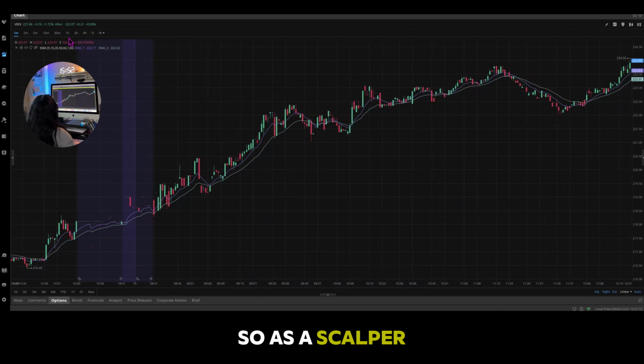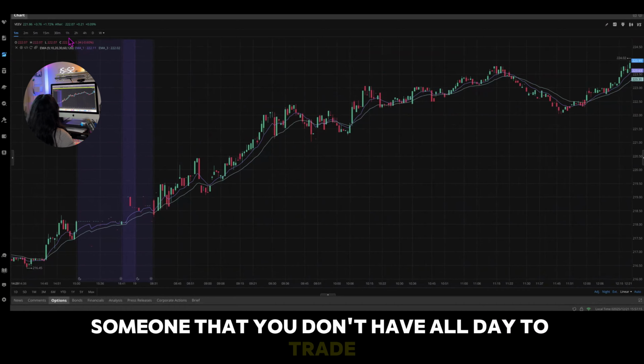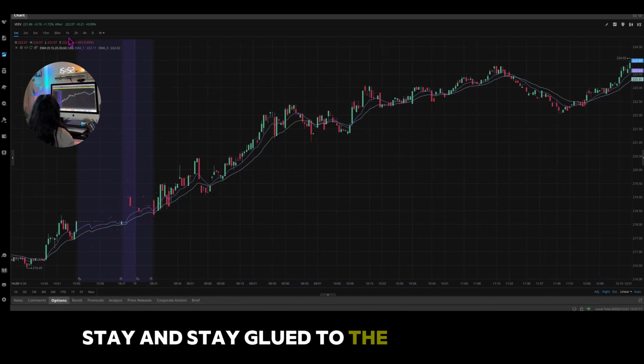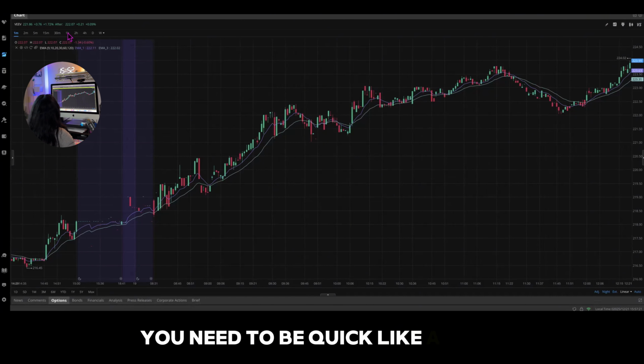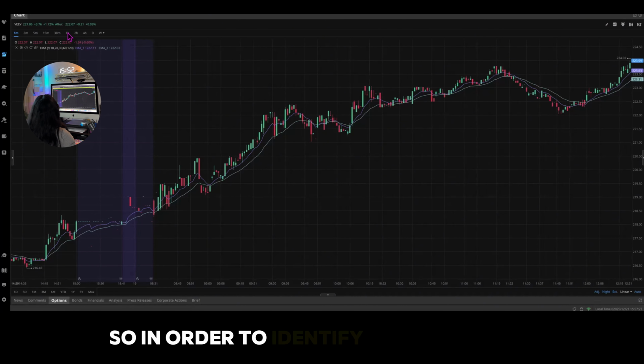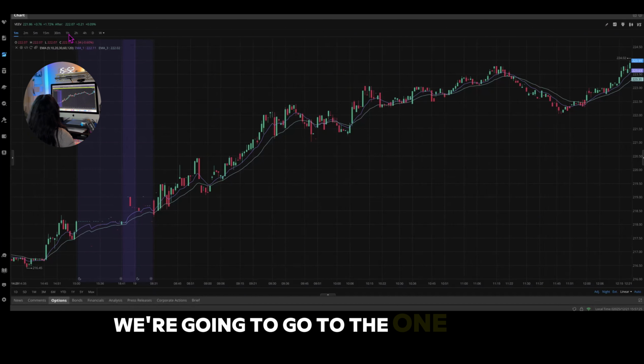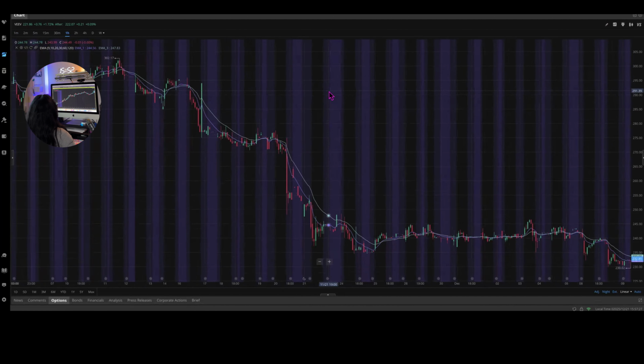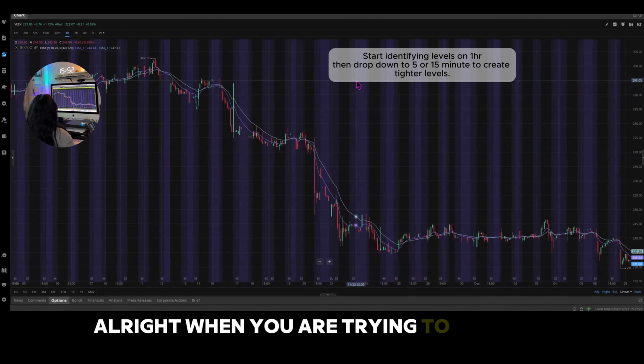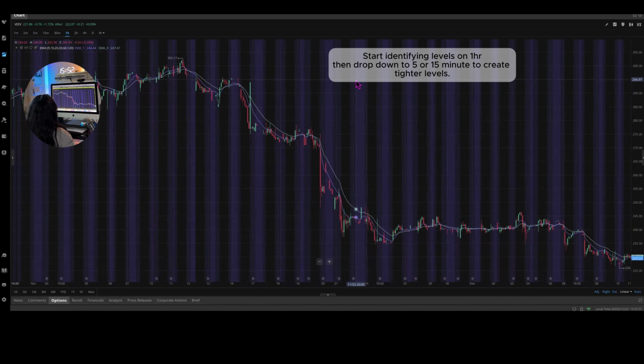So as a scalper, someone that doesn't have all day to trade, you don't want to stay glued to the charts all day. You need to become a scalper. Okay. You need to be quick like a ninja. So in order to identify our key levels, we're going to go to the 1 hour time frame. All right. When you are trying to identify key levels, these are very crucial, especially in the beginning. You need to take your time.